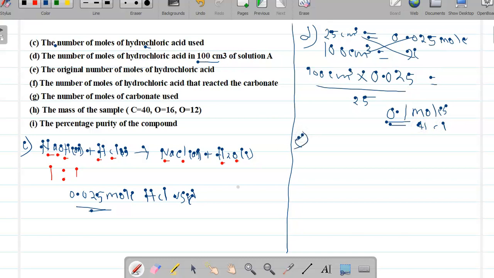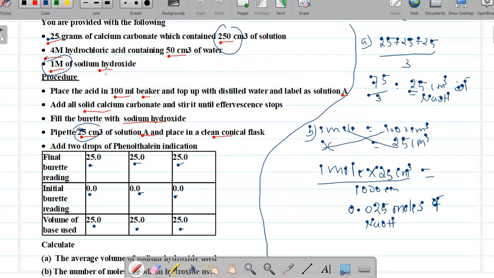Question E. Question E is asking the original number of moles of the hydrochloric acid. So how do you get it? In the acid, originally we have 4 molar of the acid and total volume 50. So we can easily get it. Therefore, this is what we do.